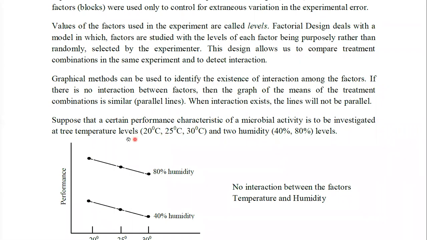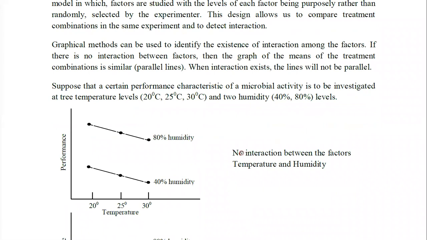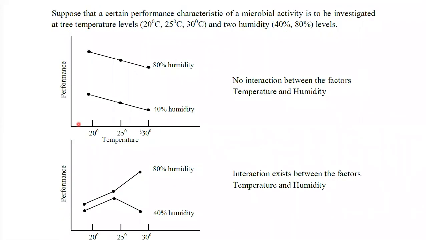Therefore, here I have included one example. Here we are going to identify the performance characteristic of microbial activity, which needs to be investigated at three temperature levels, 20, 25 and 30, and at two humidity levels, 40% and 80%. Now the mean values are plotted for the two factors. On the x-axis I have taken temperature, and performance is measured on the y-axis, and you can see that these are the mean values obtained for 80% humidity.